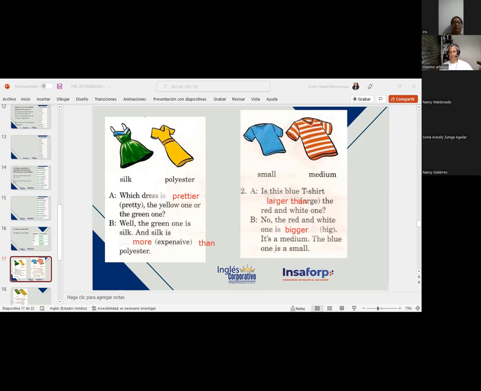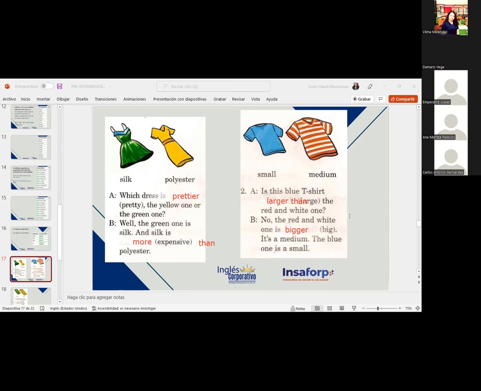Okay. Listen, it says, is this blue t-shirt, right? T-shirt. Is this blue t-shirt larger than the red and white one? No, the red and white one is bigger. It's a medium. The blue one is a small, right? T-shirt, not teacher. T-shirt.